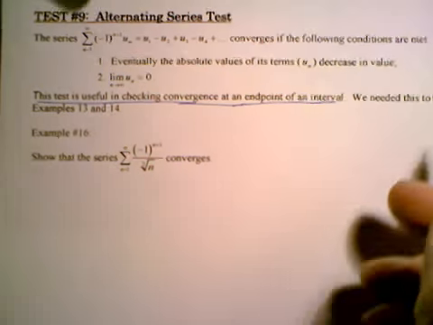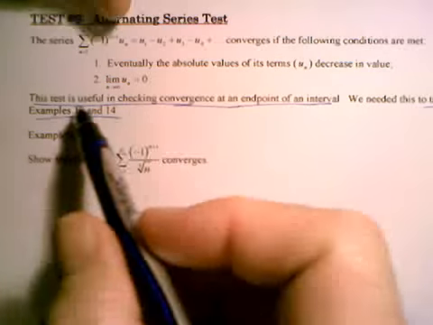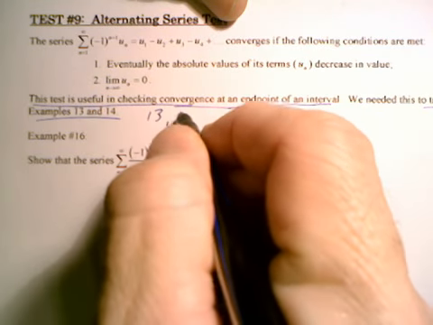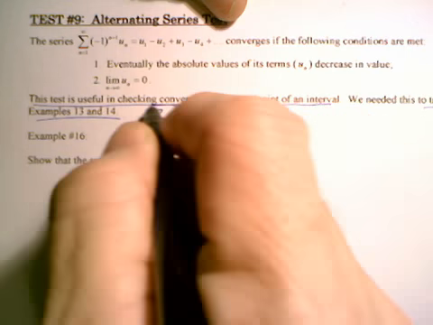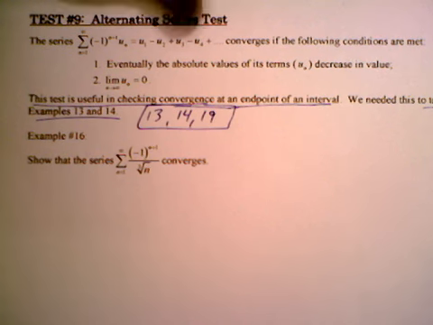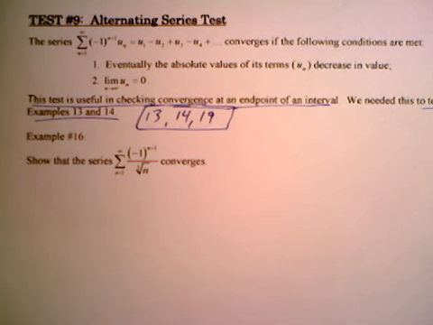And so you'll need this test to test the endpoints for examples 13 and 14, which are 2 of the 3 problems that I'm going to have you do. In fact, let me just tell you right now. I'm going to have you do 13, 14, and 19. Do those on your own, and then I'll have a separate video that shows the solutions to those. If you can do those 3 problems, then you have a good fundamental idea of what you're supposed to do in this section, and you could probably answer most of the FRQ problems that you'll see, and we'll go over those in class as well.